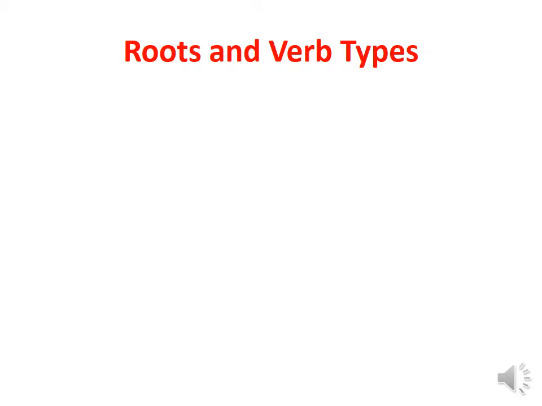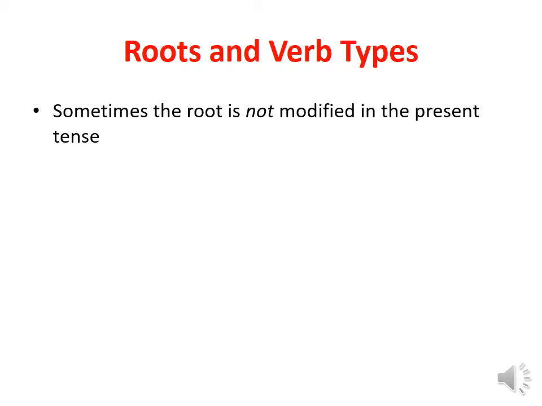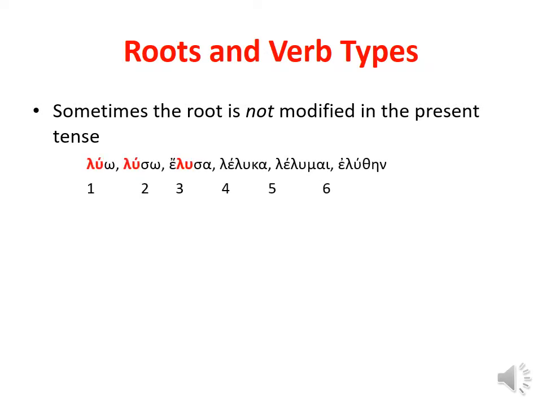Now the stem of a verb in a particular tense is not always identical with the root behind the verb. Sometimes the root is not modified in the present tense. When the root is not modified in the present tense, the root and the stem are identical. And that's what we saw with luo. And that's why you have the same stem all the way across in all principal parts, in other words, in all tenses.